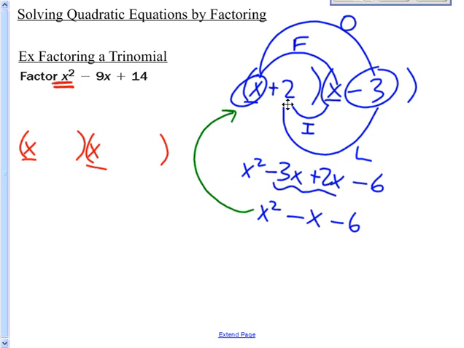Now I'm looking at the 14. What are my options for here and for here? Because I know those two question marks, when they multiply, have to give me 14. It could be 2 and 7, or it could be 1 and 14. Now, the third thing I'm looking at is this sign right there. It's a positive 14, so it's got to be either a positive times another positive, or a negative times another negative, because a negative times a negative is still a positive.